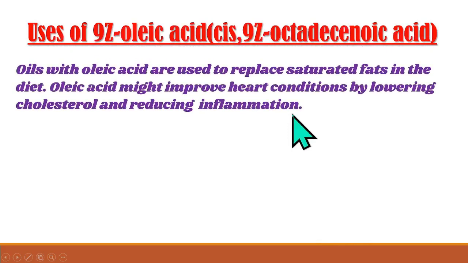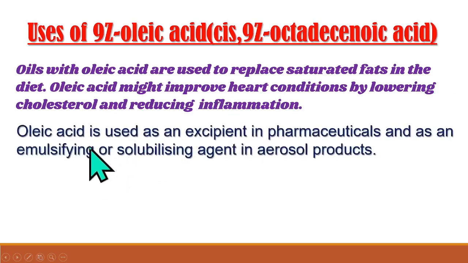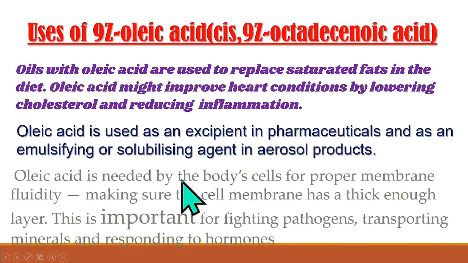Uses of this oleic acid, that is, 9-octadecenoic acid. Oils with oleic acid are used to replace saturated fat in the diet. Oleic acid might improve heart conditions by lowering cholesterol and reducing inflammation. Oleic acid is used as an excipient in pharmaceuticals and as an emulsifying or solubilizing agent in aerosol products. Oleic acid is needed by the body cells for proper membrane fluidity, making sure the cell membrane has a thick enough layer. This is important for fighting pathogens, transporting minerals, and responding to hormones. So these are the most important functions of the oleic acid.